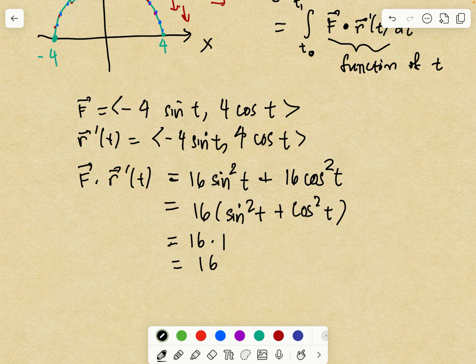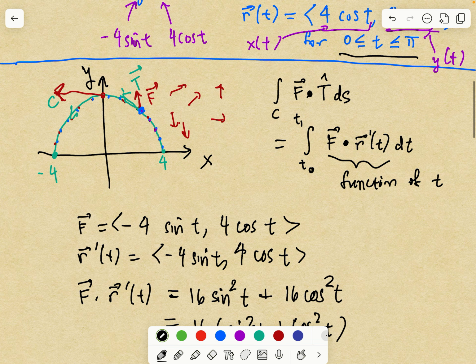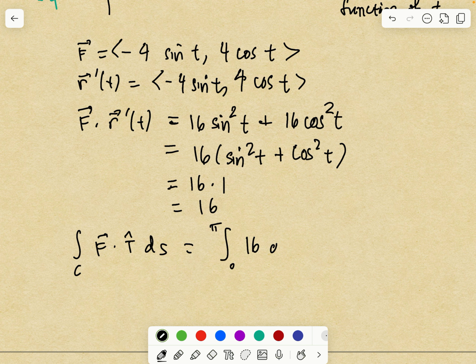And now we integrate that from your starting t to your ending t. Well, that's from 0 to pi. So the integral along c of f dot t is equal to the integral from 0 to pi of 16 dt, and that's just going to be 16 times pi. So that's the answer.